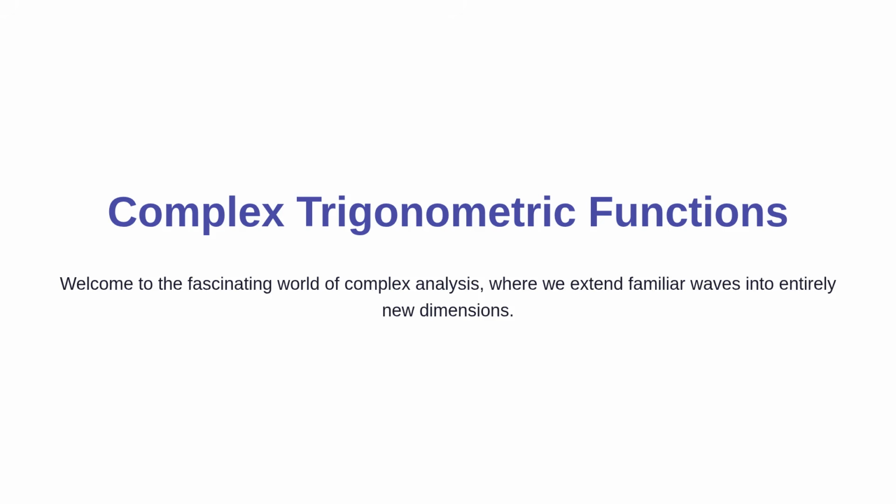Welcome to this lecture on complex trigonometric functions. Imagine you only know how to walk forward and backward on a straight line, representing the real numbers. On this line, sine and cosine are just repeating waves. But what happens when you are suddenly allowed to walk anywhere on a massive open field, representing the complex plane?